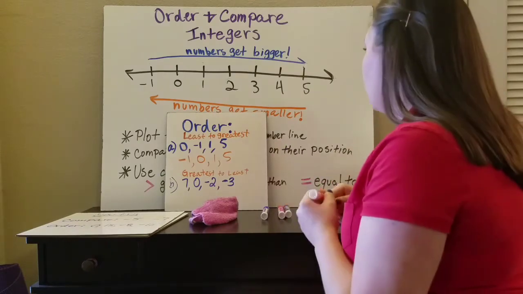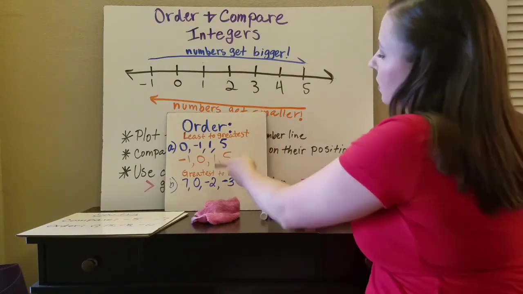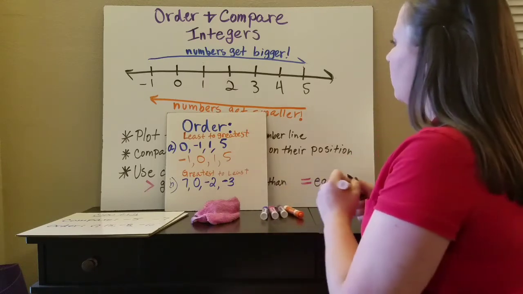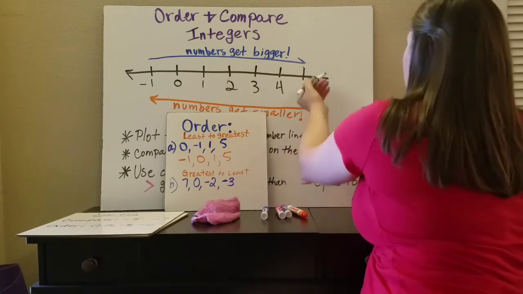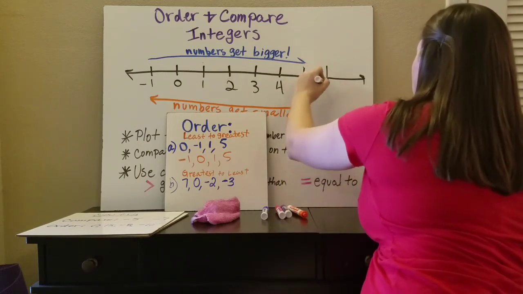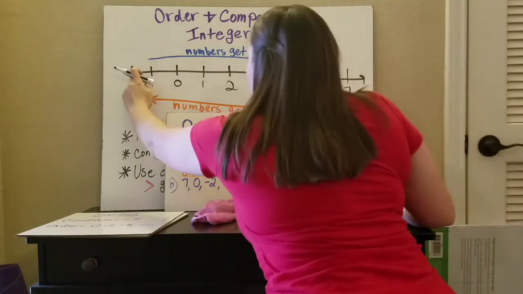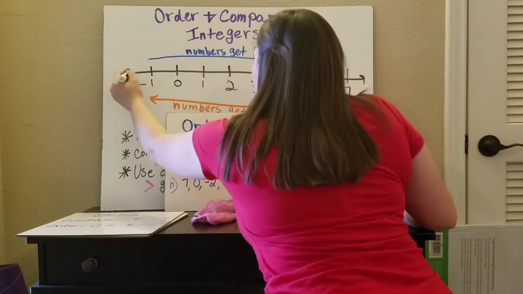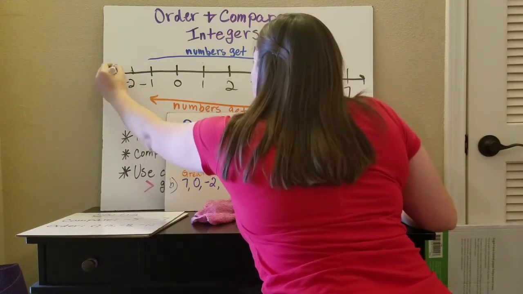Okay. And it looks like we're going to have to actually change up our number line a little bit because we've got 7, a 0, a -2, and a -3. So I'm going to go over here. I'll extend my number line this way. So 5, we got 6, and then we got 7, and then go this way. And remember, negatives work the opposite of positives.